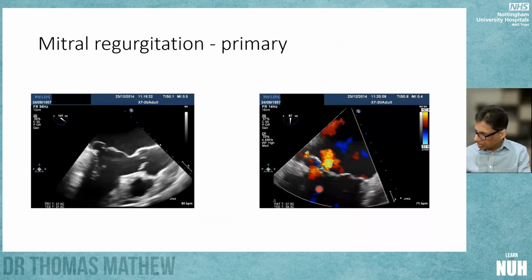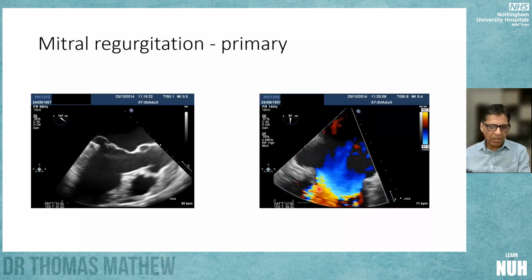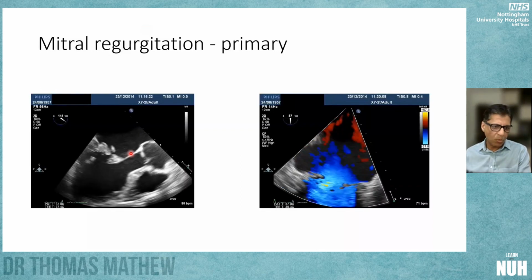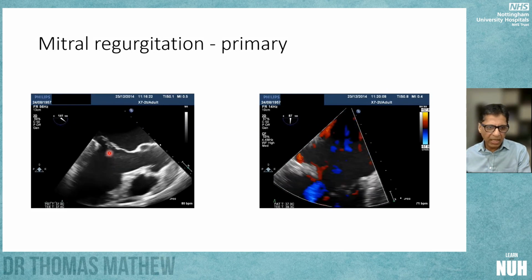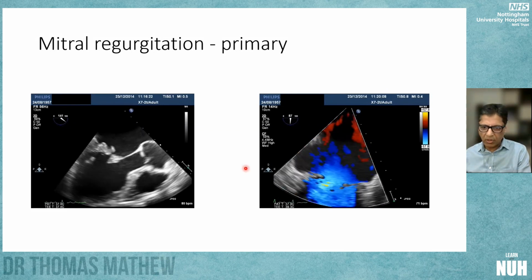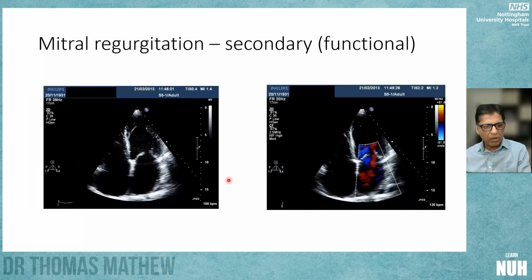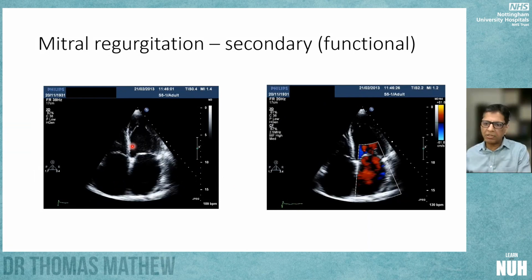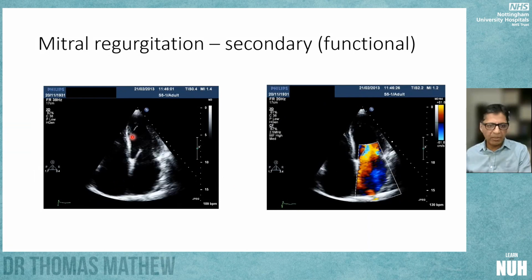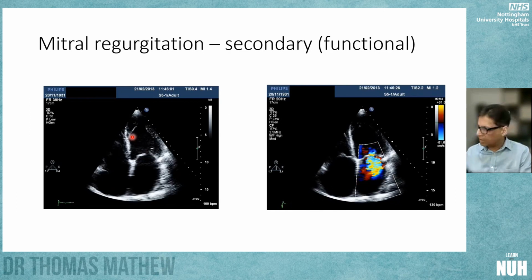On the other hand, regurgitant lesions: mitral regurgitation. There are two types of mitral regurgitation. One is primary mitral regurgitation, where the problem is in the valves, prolapse in this case causing mitral regurgitation, or it could be secondary mitral regurgitation, where the problem is in the ventricle and the valve is leaking because the ventricle is not contracting well. The management is different for primary and secondary mitral regurgitation.